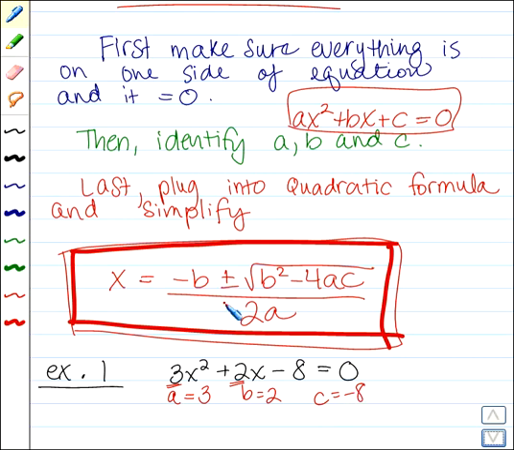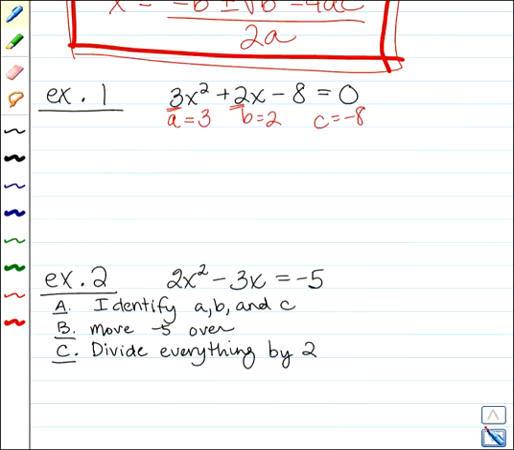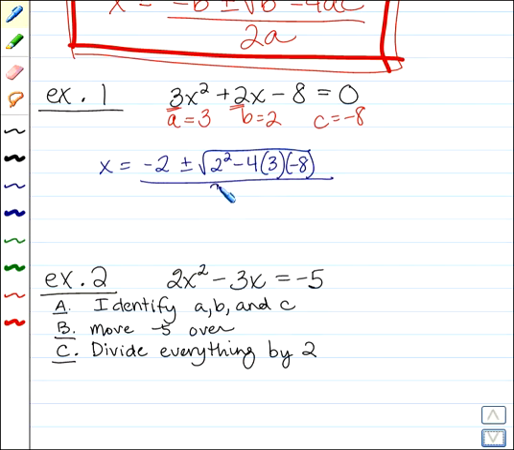Okay, now we're just going to plug it into this formula. That's the nice thing about the quadratic formula, the formula never changes. So it's x equals negative b, so negative 2, plus or minus the square root of b squared, so 2 squared, minus 4 times a times c, all of that over 2a. And now we just need to simplify.